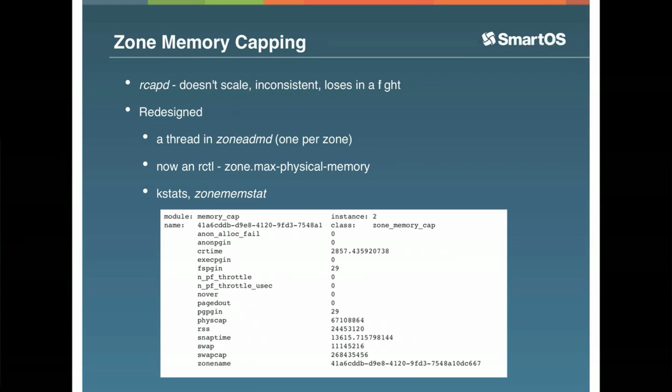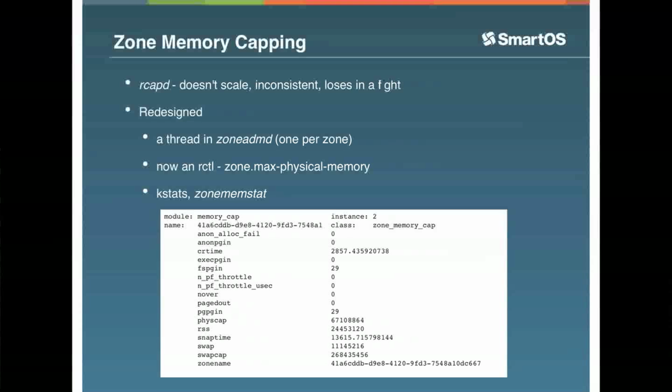The other thing that we did is we made it a lot more consistent. Before, rcapd had its own tools and its own commands for setting the limits and looking at them and everything. Now it's all done in the normal ways that you would manage the rest of the resources on the system. So it's really just a resource control that you set on the zone, and then that gets enforced by the thread in zoneadmd.